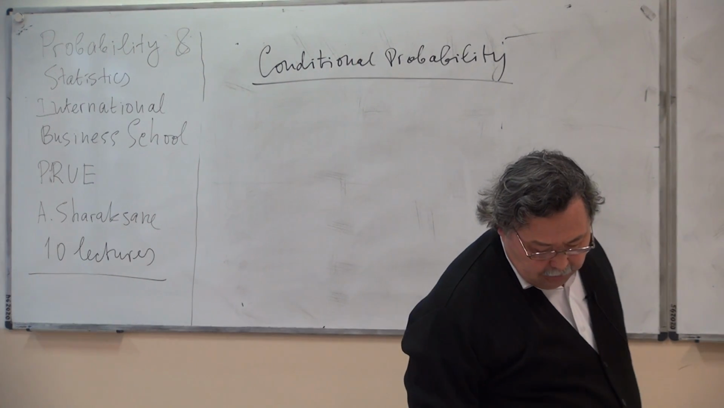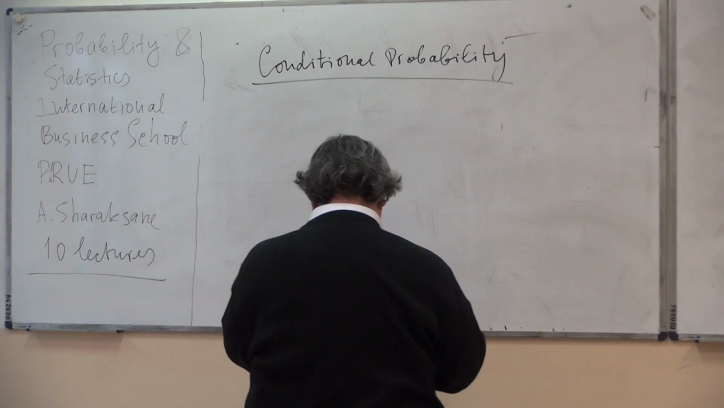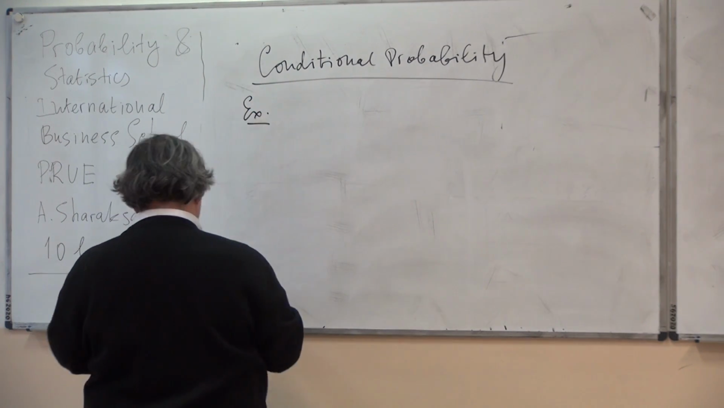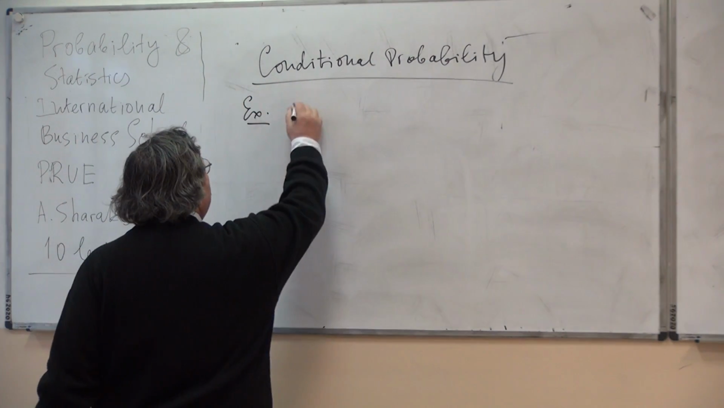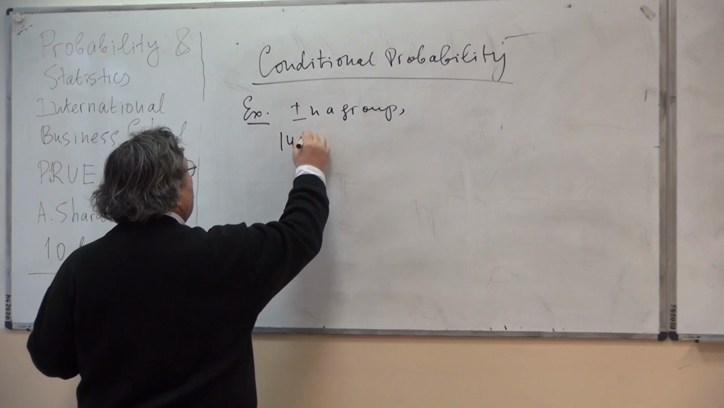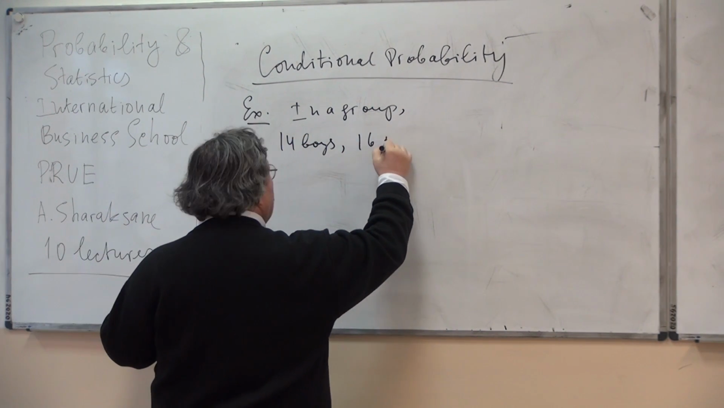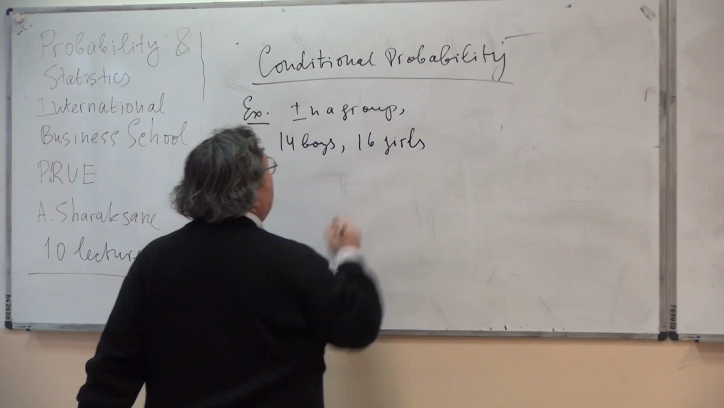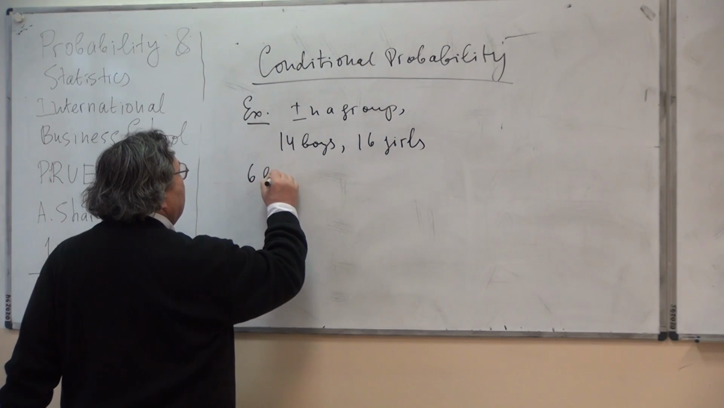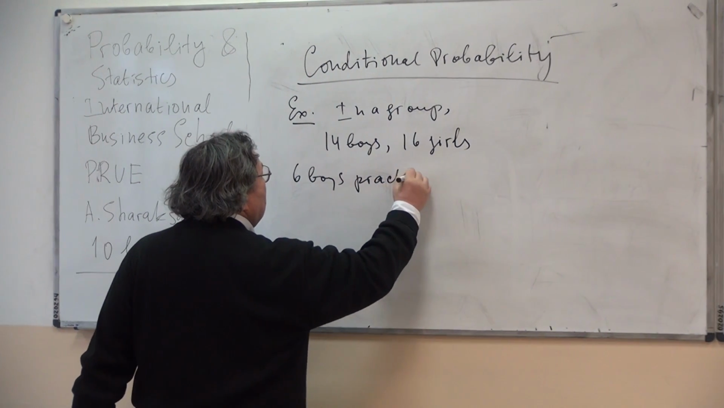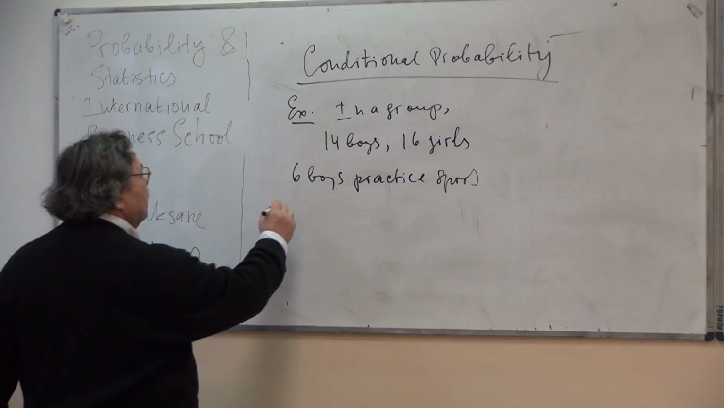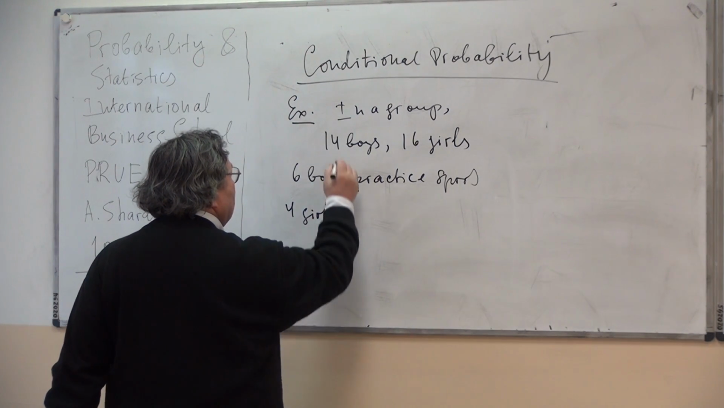Now let's discuss this simple example. Well, in a student group, there are 14 boys and 16 girls. 6 of the boys practice some sports. 6 boys practice sports. And 4 girls practice sports, okay, like this.